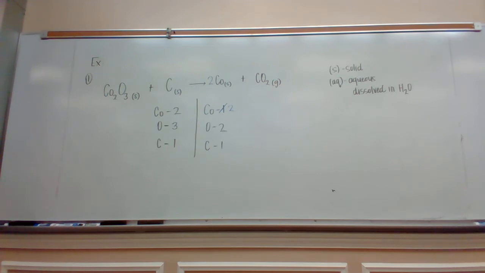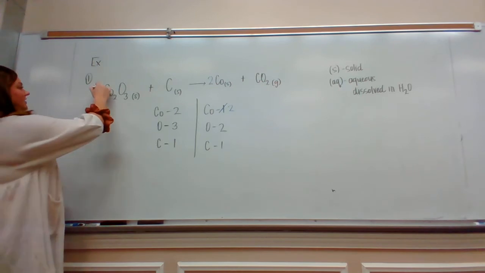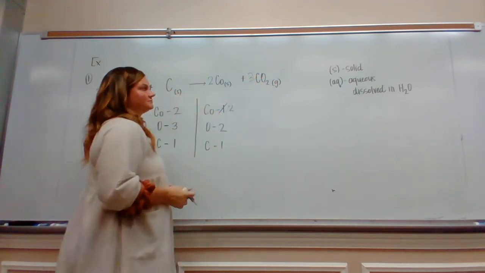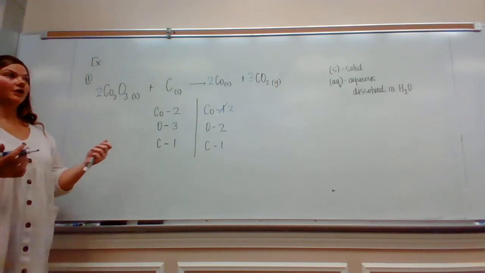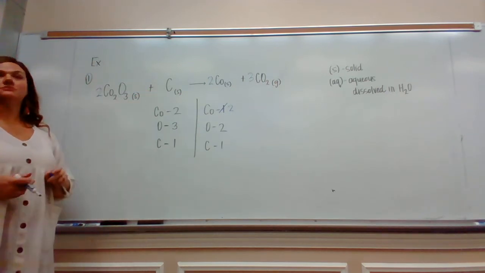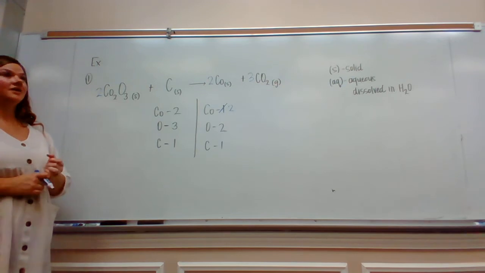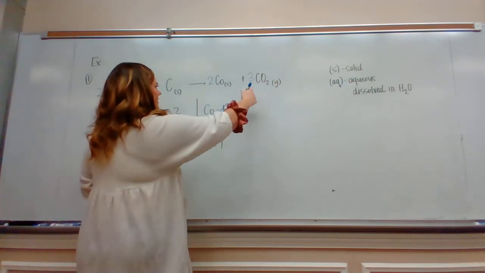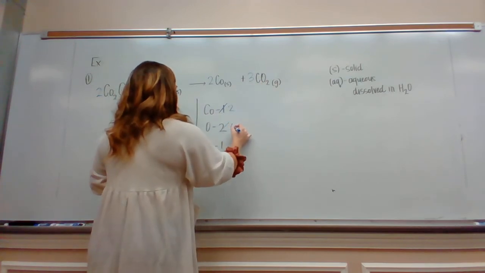But then when I get to oxygen, I have 3 on the reactant side and only 2 on the product side. The easiest way is going to be to add a 2 here and a 3 here, so that they both become 6, right? You'll see that. 2 times 3 is going to give me 6 oxygen. 3 times 2 gives me 6 oxygen.